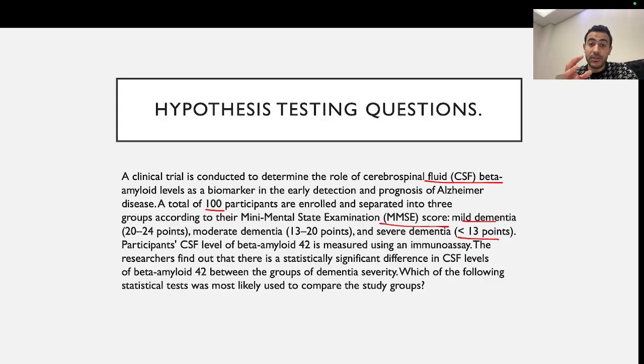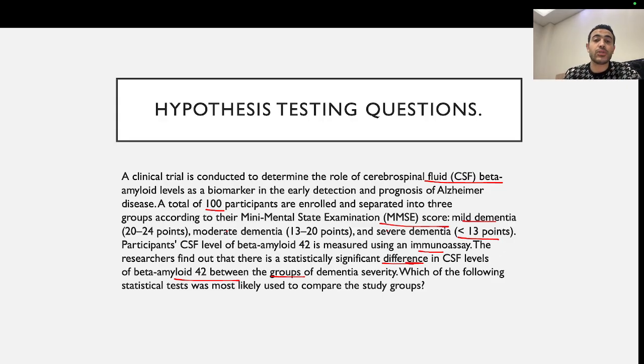Participant CSF level then is measured, beta amyloid 42 is measured by immunoassay, and the level, which is a continuous variable for sure. The researcher found out that there is a statistically significant difference in the CSF levels of beta amyloid 42 between the groups, the mild, moderate, and severe. Which of the following statistical tests was most likely used to compare the study groups?